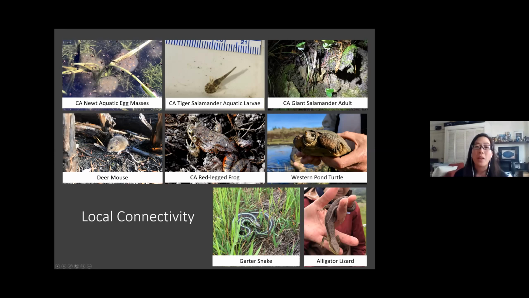But there are also plenty of other critters that rely on local connectivity. Here's a deer mouse and garter snake, western pond turtle, and they all rely on these heterogeneous habitats to be able to get to these different places. And so local connectivity is really important for them.